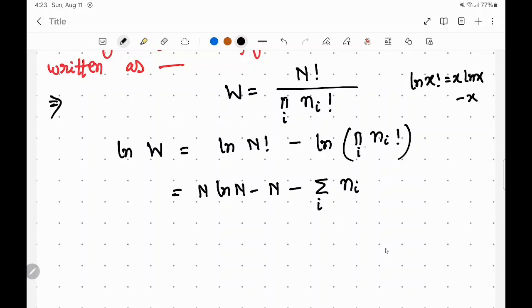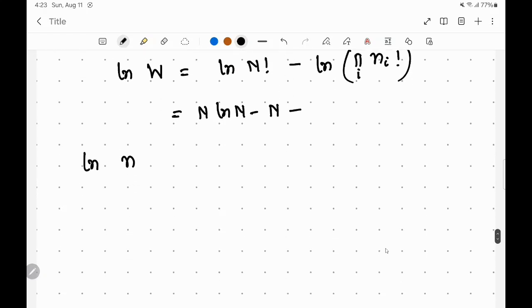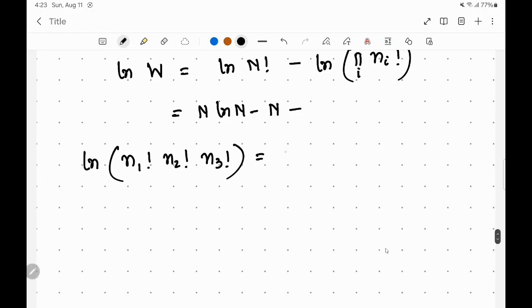Correct. Because this is a product, let's consider a case with ln. Πni factorial means n1 factorial, n2 factorial, n3 factorial, if there are only three steps. So n1 factorial means you have to calculate n1 down to 1. All will be there. So it will be ln of n1 into n1 minus 1 into n1 minus 2 and so on.